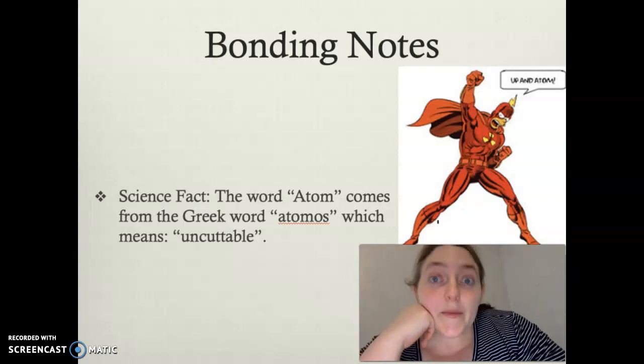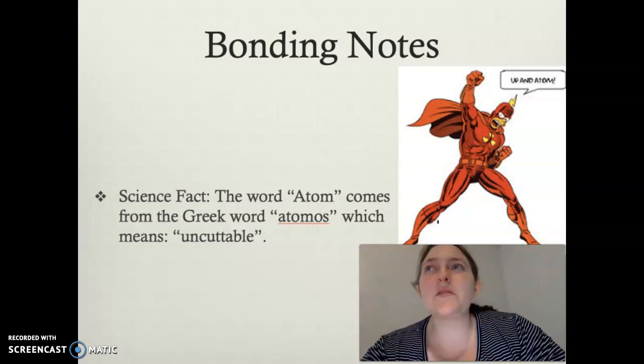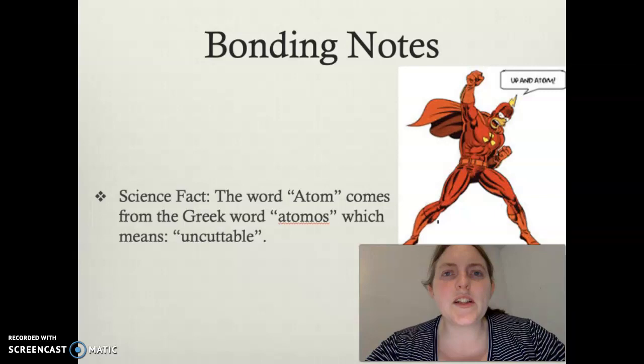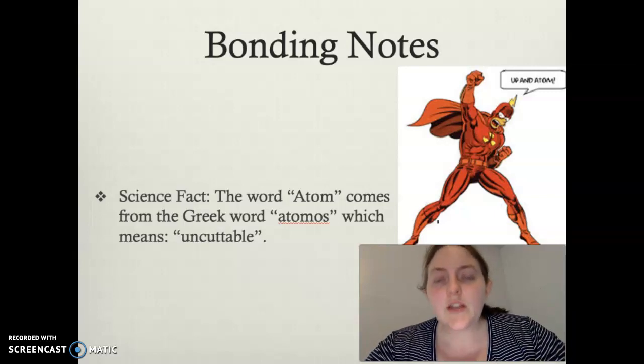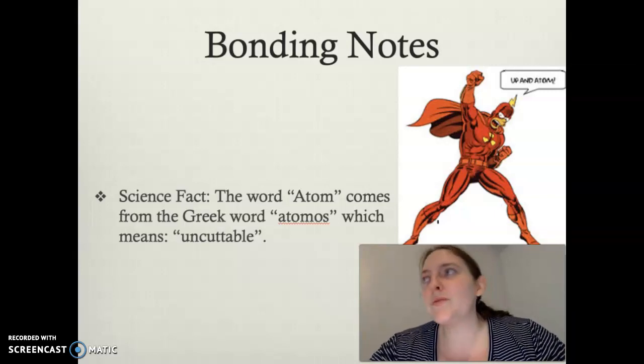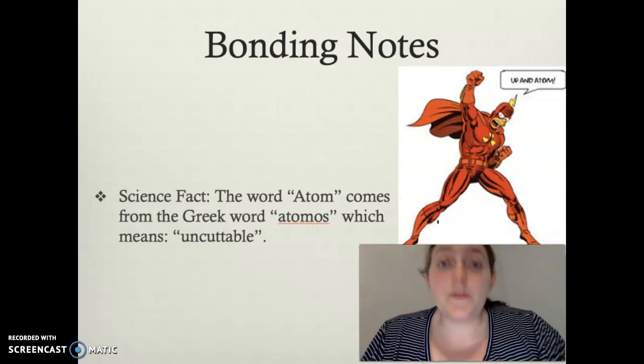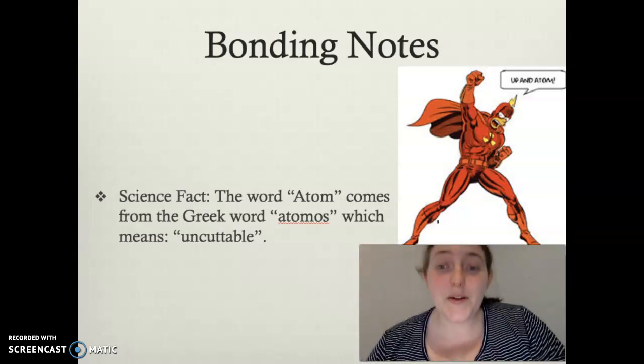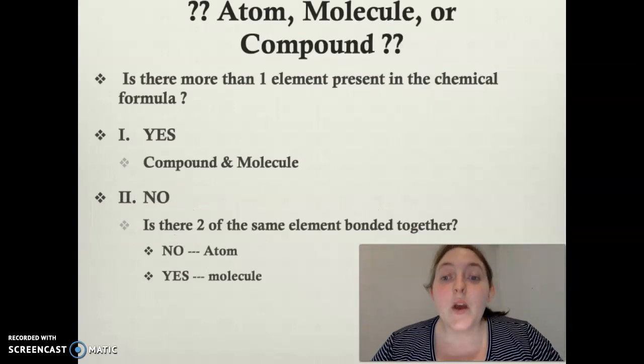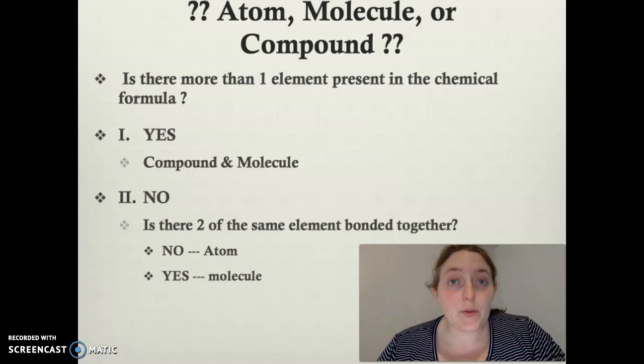Today we're going to be talking about bonding notes. This should be a bit of a review from middle school, with a little bit of new information covered to readdress certain things about bonding you may or may not have learned in middle school that you'll need moving forward. So, we are going to first answer the question: is something an atom, a molecule, or a compound?